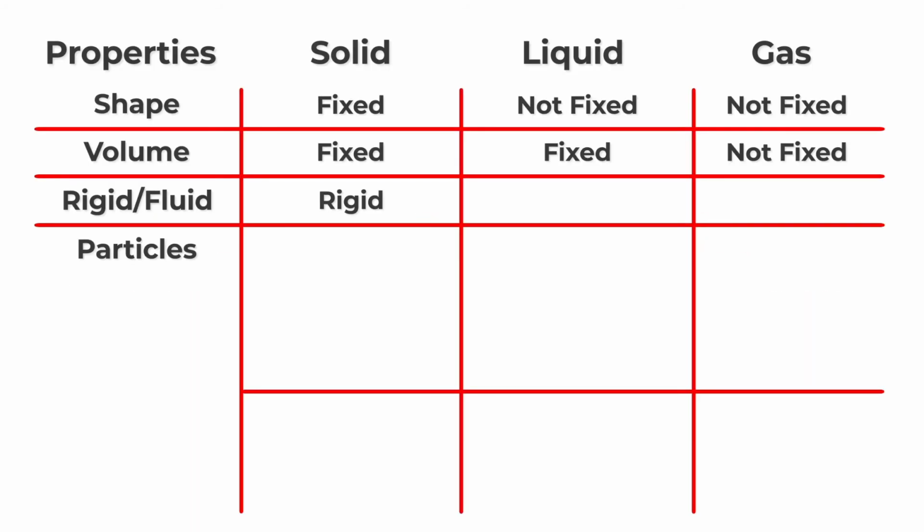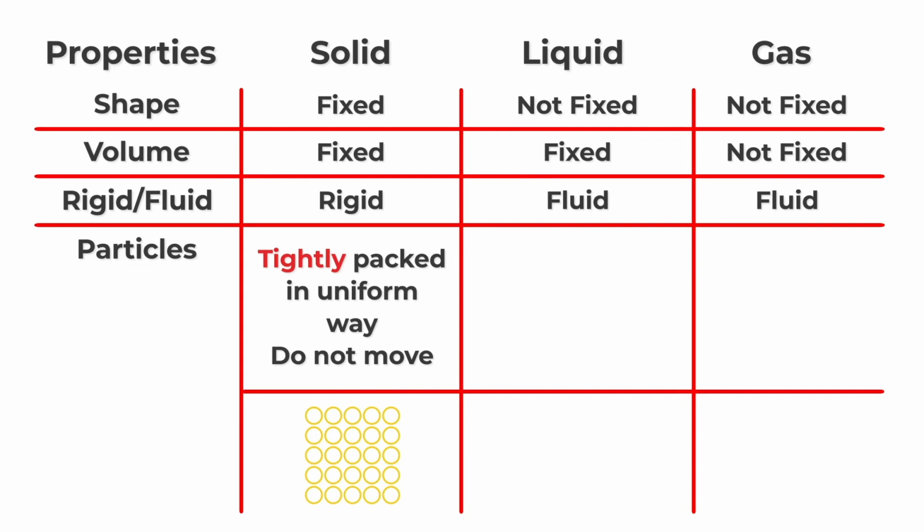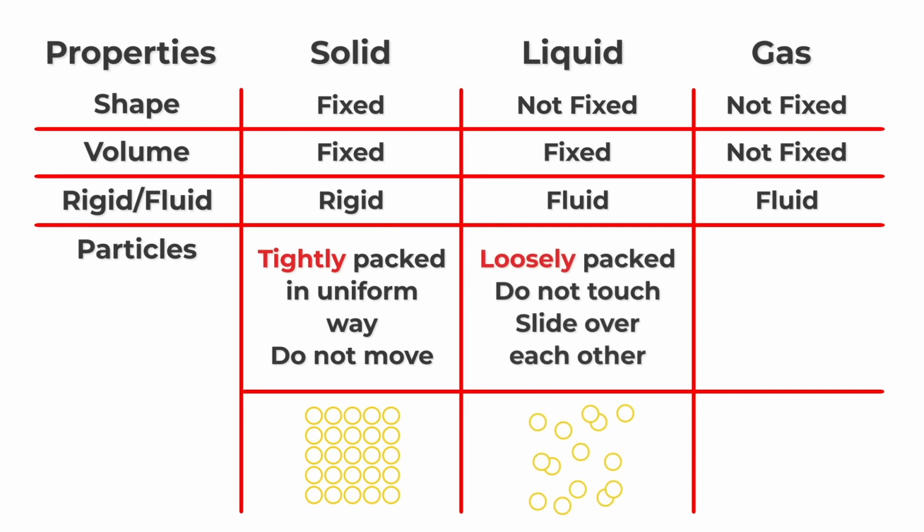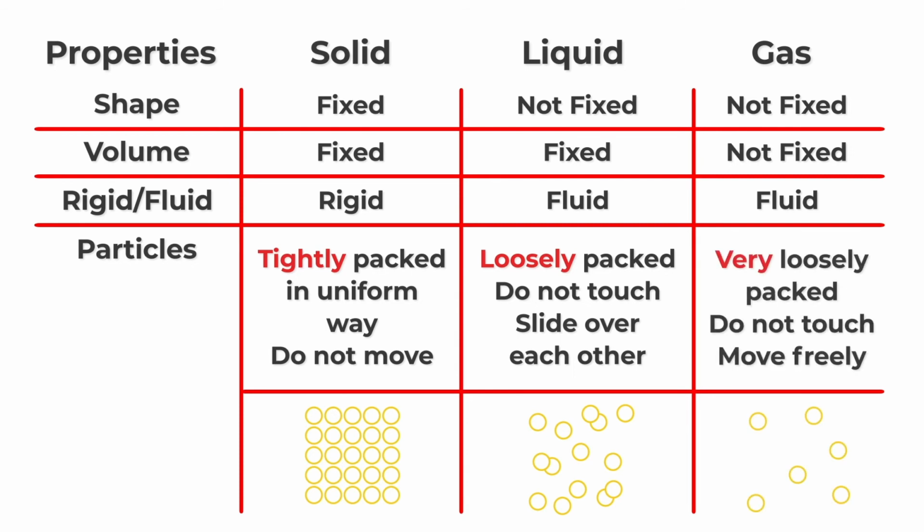Liquids and gases are fluids. We also saw that the particles are tightly packed in a solid in a uniform way. But in a liquid, they are loosely packed. They do not touch, but they slide over each other. In a gas, the particles are loosely packed and they move freely. So that is the different properties of a solid, a liquid, and a gas.